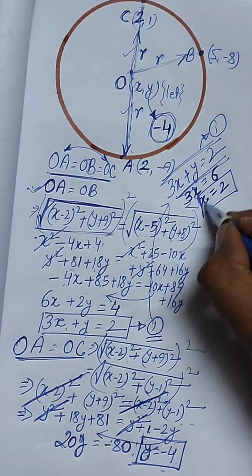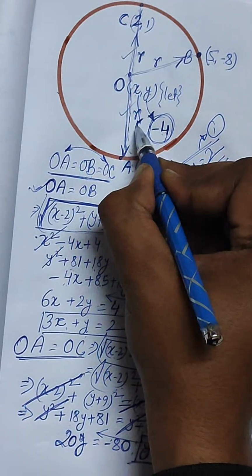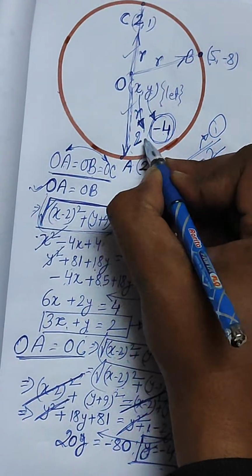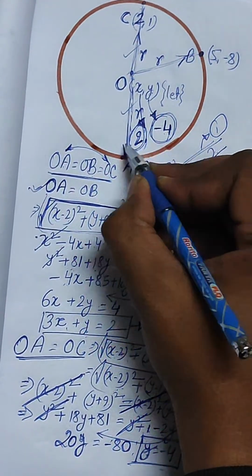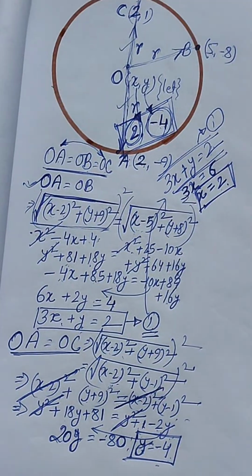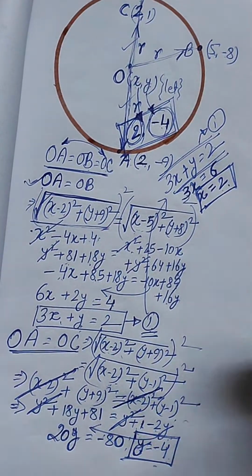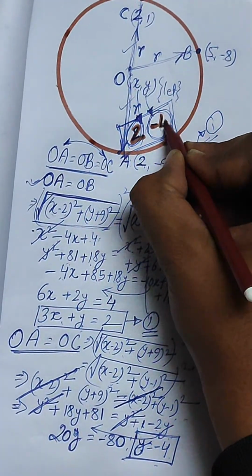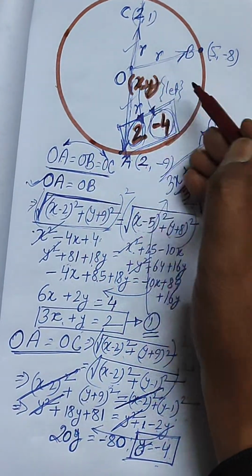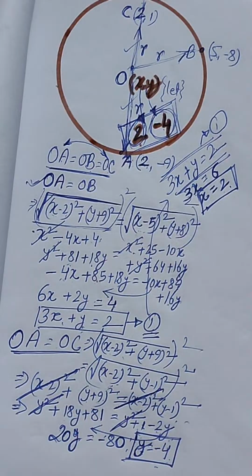So you can see the center has the x coordinate, as we have calculated, 2. So 2 and minus 4 are the coordinates of the center of the circle. Okay, 2 and minus 4, my dear friends, and this is your answer. The value of the x and y coordinates is 2 and minus 4. So in this way we have solved this question.